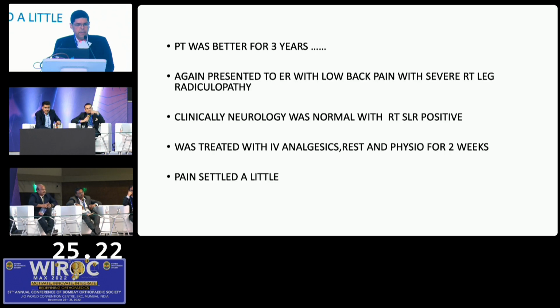Then she again came back, presented with low back pain and severe right leg pain. She was clinically neurologically okay, but right side SLR positive. Treated with IV analgesics, rest, and physio for 2 weeks. Pain settled a bit.